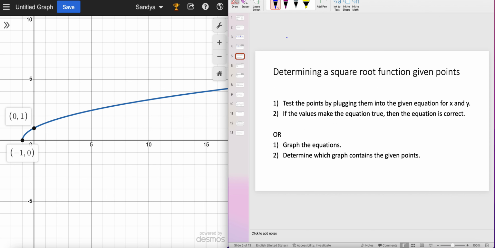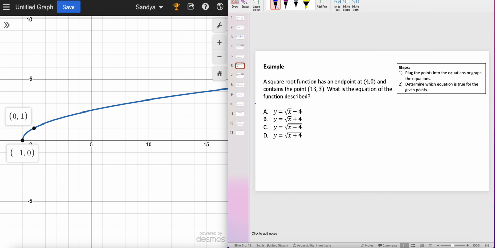You can also determine a square root function given some points. There are two ways you can do this. The first way is to test the points by plugging them into the given equation for x and y. If the values make the equation true, then the equation is correct. Or you can graph the equations and determine which graph contains the given points. So let's look at an example. A square root function has an endpoint at 4, 0 and contains the point 13, 3. What does the equation of the function describe?